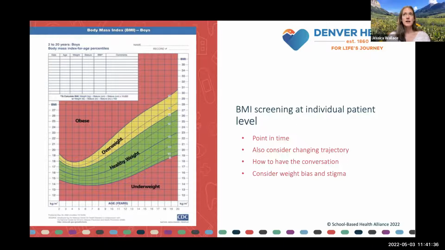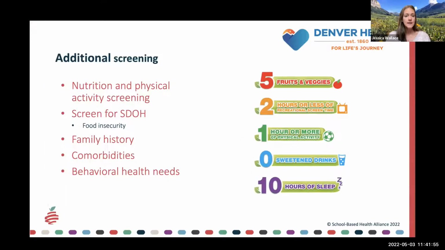And also, I think what's become more and more evident to us at Denver Health over time is the role of weight bias and stigma. A lot of that data has started from adult research and advocacy, health at every size movements and things like that, but really tailoring it to what does this mean for kids in our system. There are additional screening tools that are recommended.